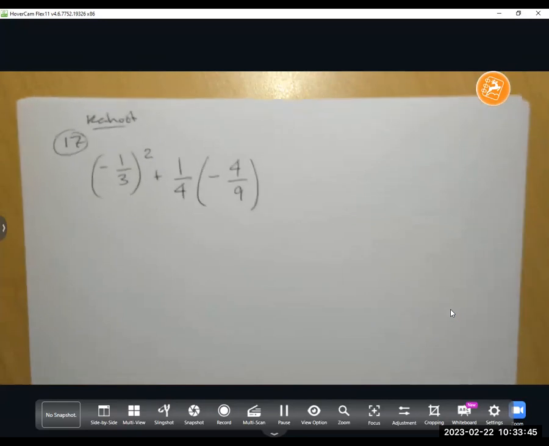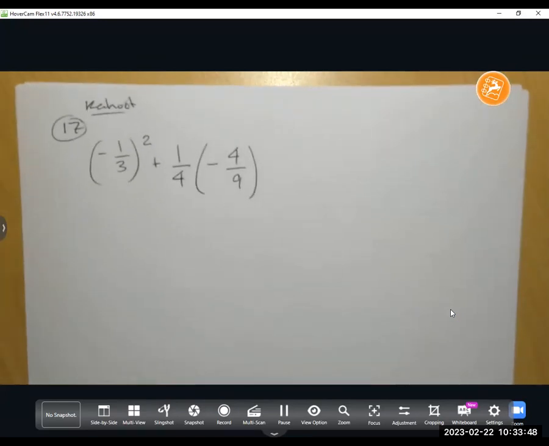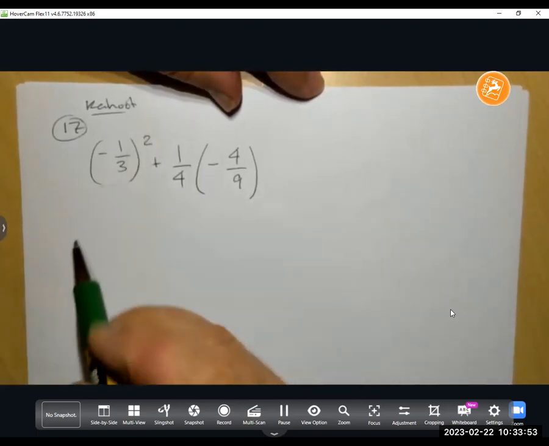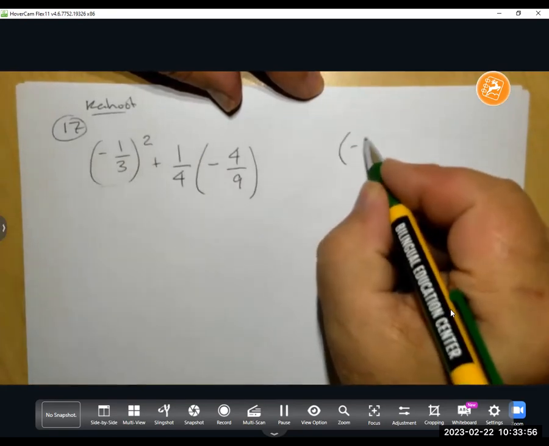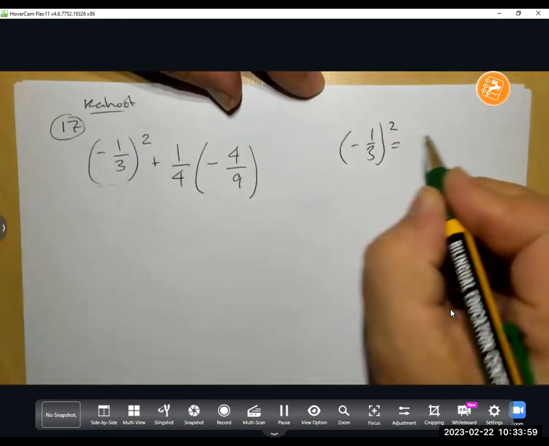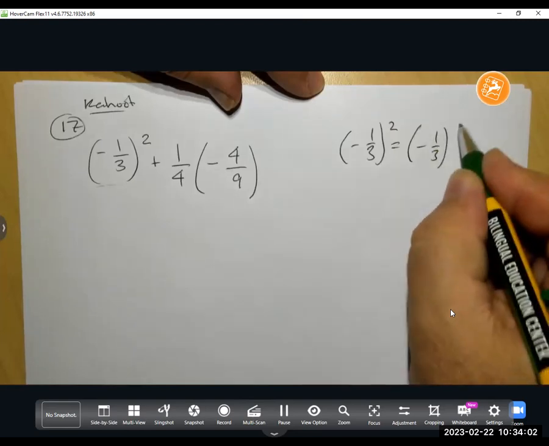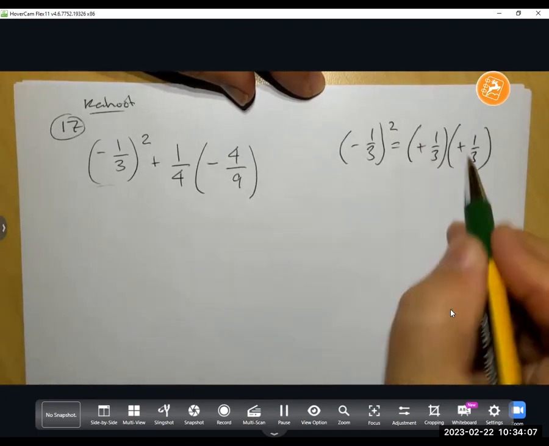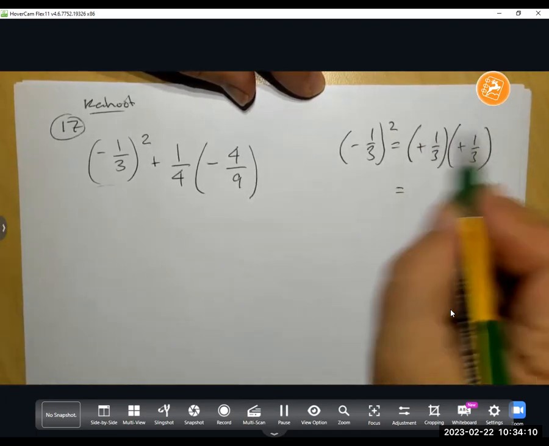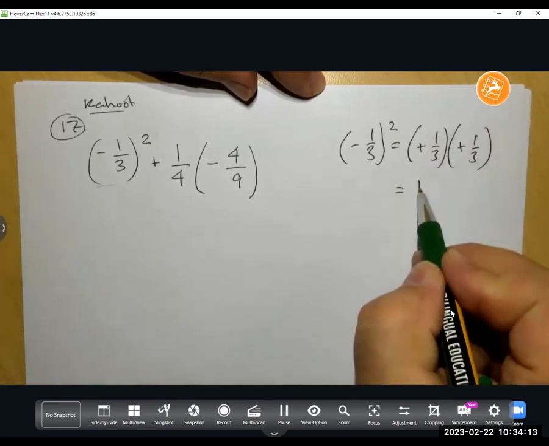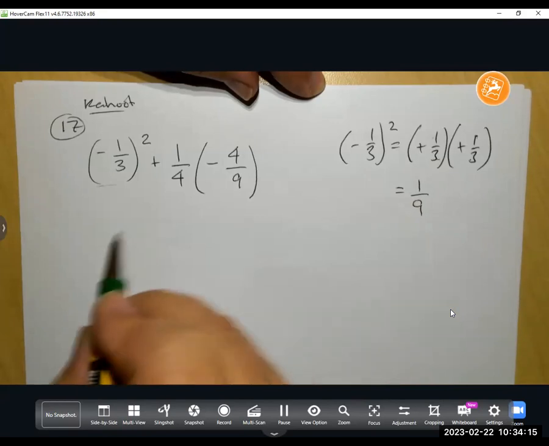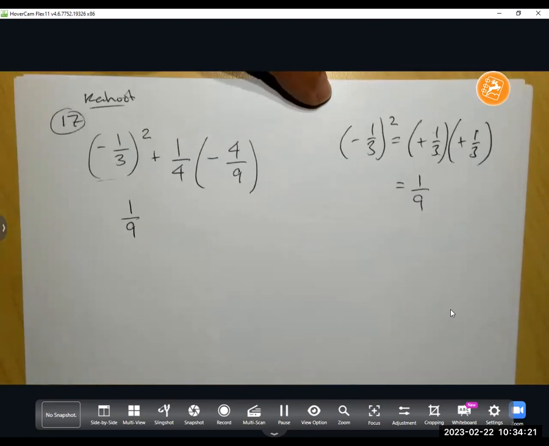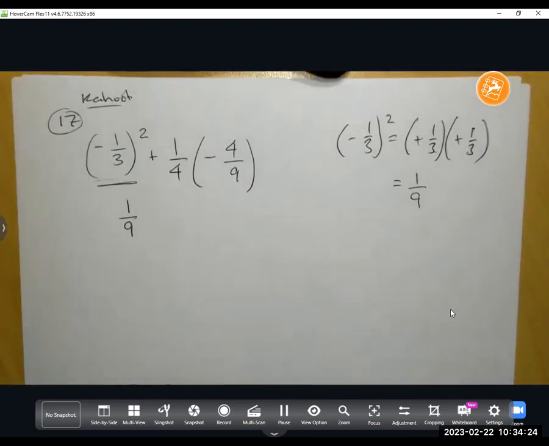Let's look at this one. So what do you do first in this one? Exponents. You can't do anything inside the parentheses, so you do the exponents. What that means is negative 1/3 squared means negative 1/3 times negative 1/3. It's a positive. Nothing cancels top and bottom, so you multiply. 1 times 1 is 1. 3 times 3 is 9. So that number becomes 1/9.